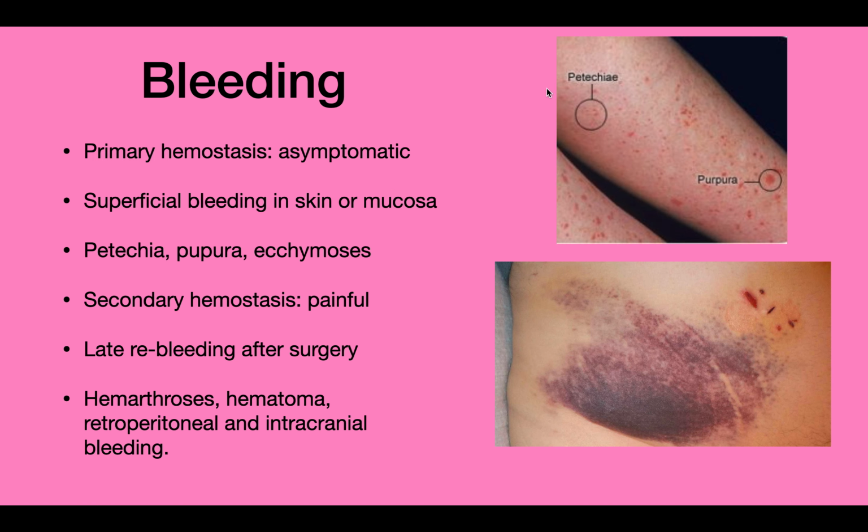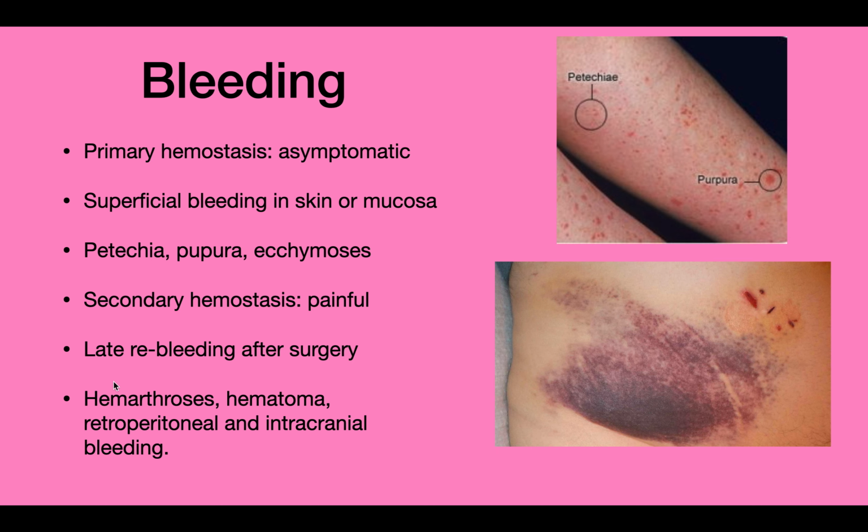Okay, so bleeding. Petechiae are little spots, purpura are going to be larger spots. Basically, that's what it means. Ecchymosis is going to be a large bruise, and hematoma is going to be a collection of blood, so basically a big bruise, deep in the tissue though. So primary hemostasis is going to be asymptomatic. It's usually very superficial. Secondary hemostasis, this is going to be the bruise. It's going to be very painful.